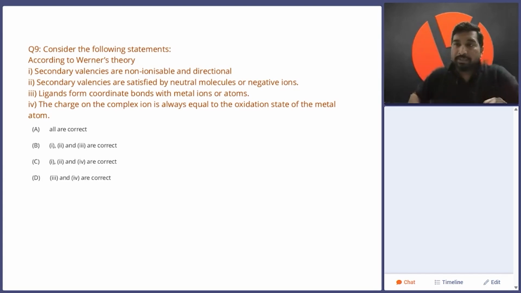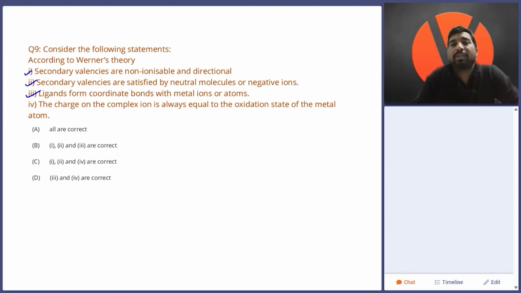Consider the following statements about the postulates of Werner's theory. First statement, secondary valencies are non-ionizable and directional. Definitely, secondary valencies are non-ionizable and directional. Second statement, secondary valencies are satisfied by neutral molecules or negative ions. Yes, this is also the right statement. Ligands form coordinate bonds with metal ions or atoms. Definitely, this is also the right statement.